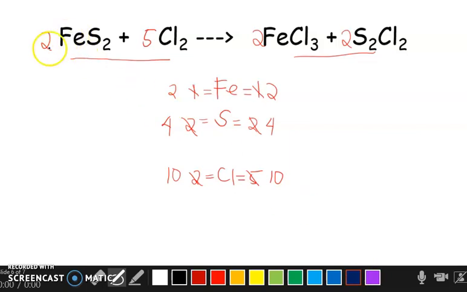So remember, just try to do a trial and error, and you'll be able to finalize and balance an equation for this one.